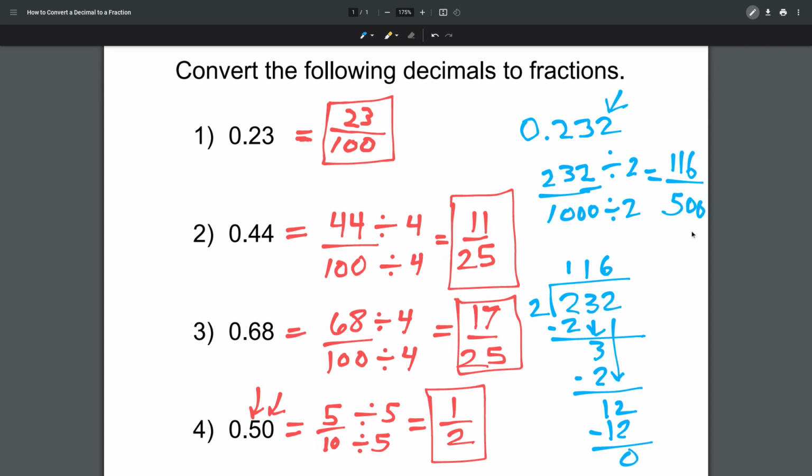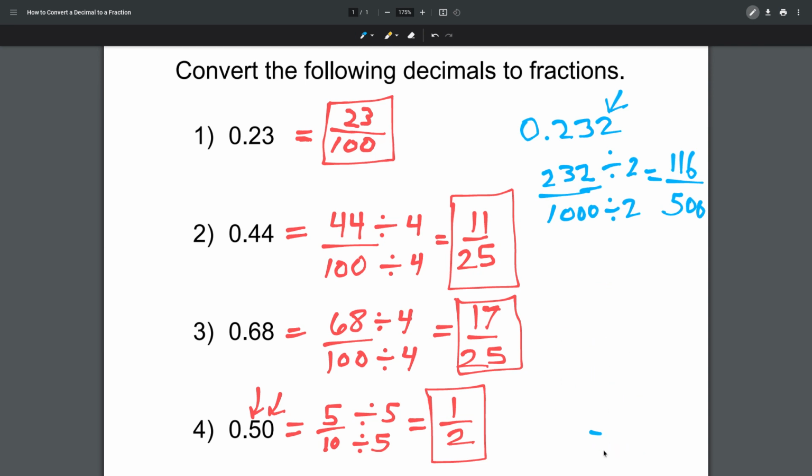And I think, well, maybe I'm simplified, but oh, wait a sec. These are both even numbers, so I can divide out another 2. So even though I didn't divide out the greatest common factor, I can just keep going with this if I don't know what the greatest common factor is. So let's divide both 116 and 500 by 2.